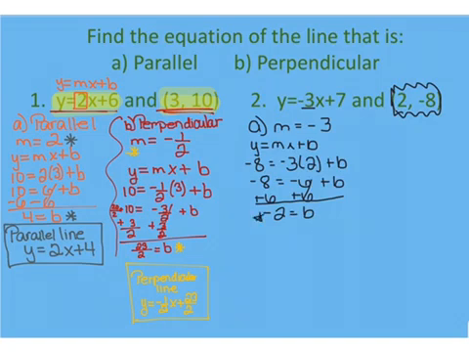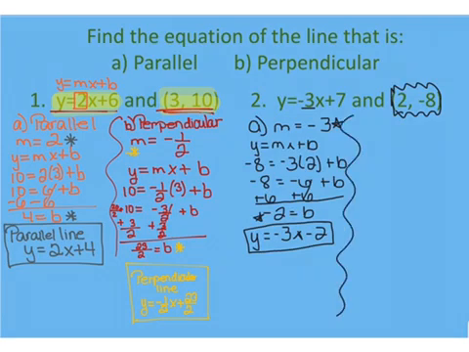Once we have our b value and our slope value, we're going to put it together in our equation and get y equals negative 3x minus 2. So that's the equation of my parallel line. Part B is my perpendicular line.